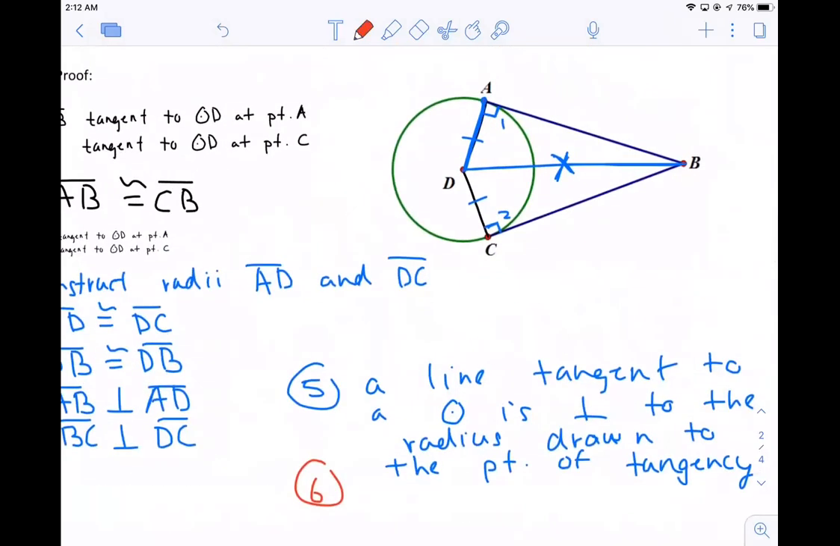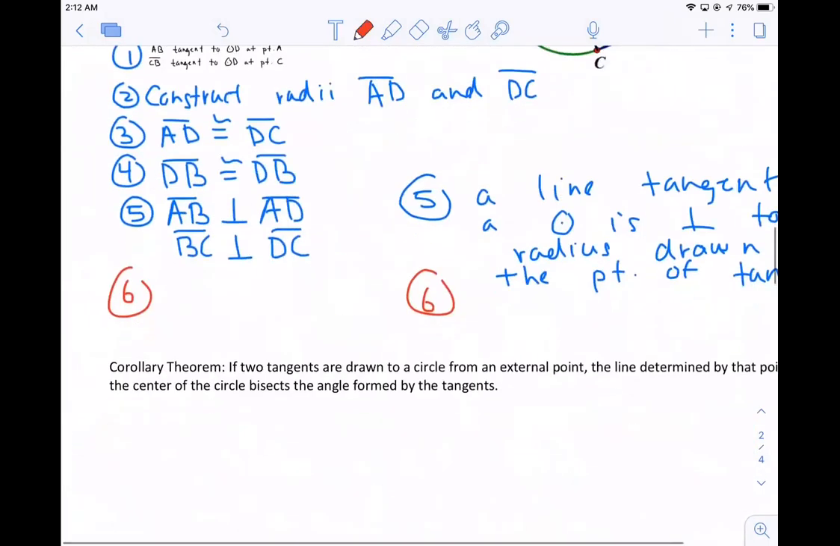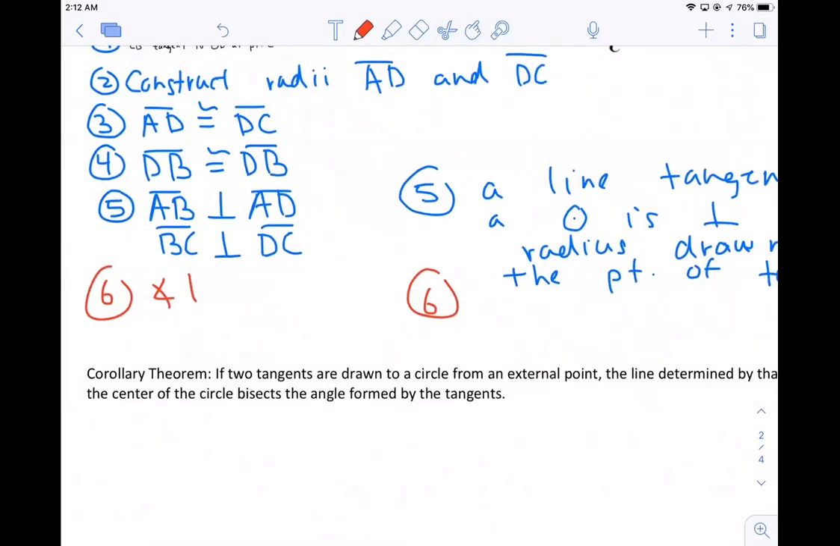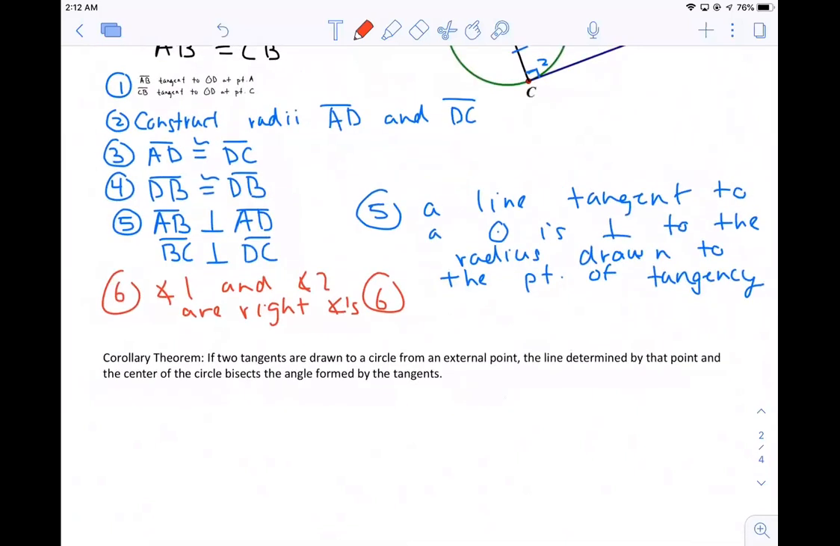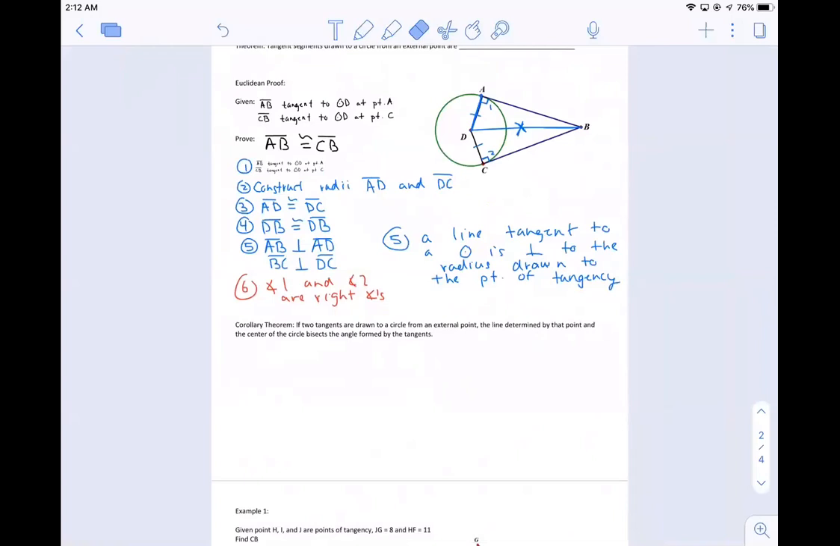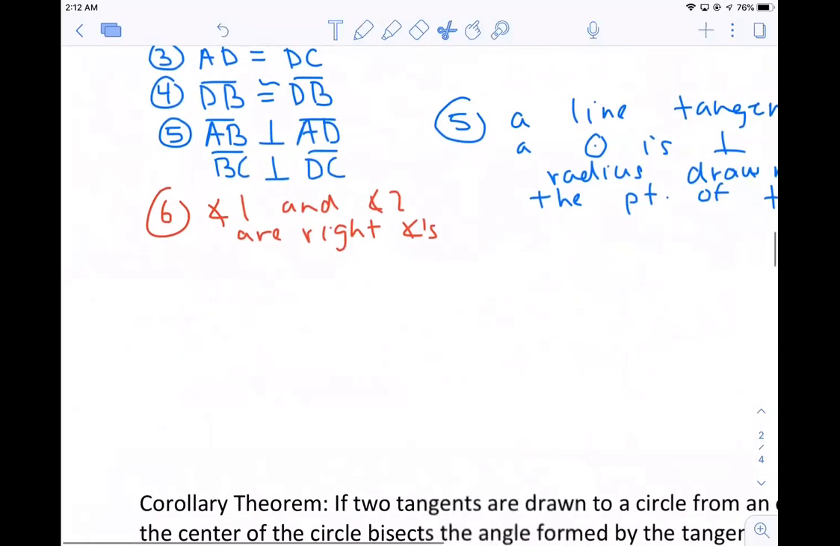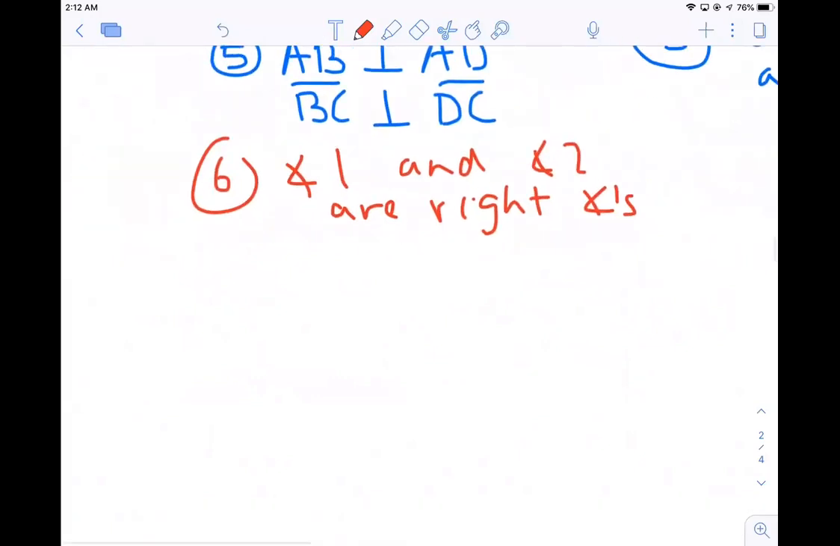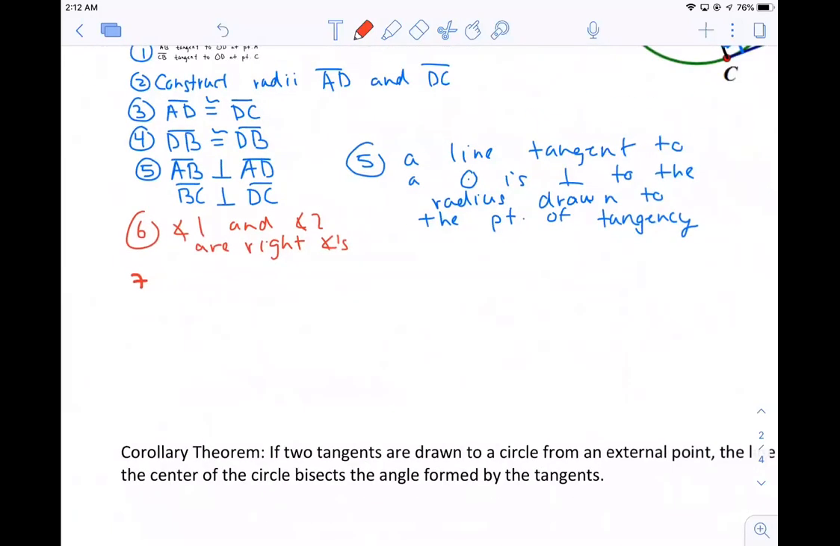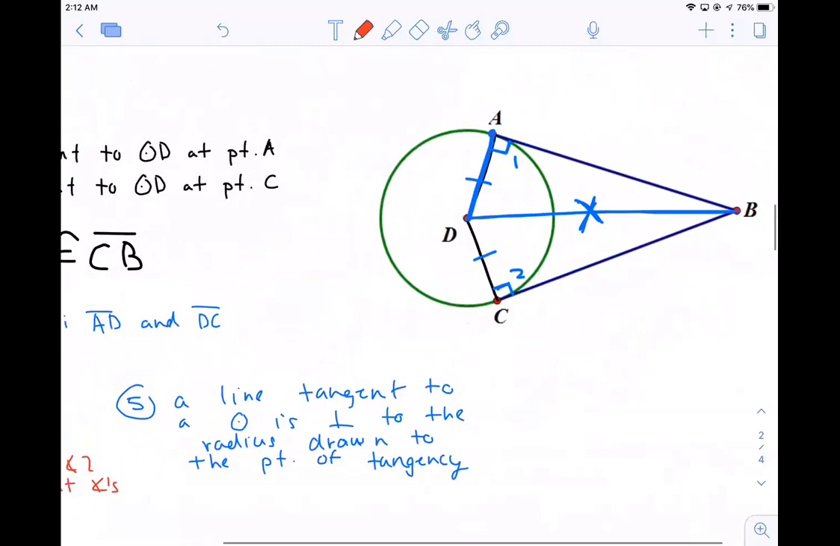But now that we know these are perpendicular, we can say angle 1 and angle 2 are right angles. And now we can use hypotenuse leg. And of course, angle 1 and angle 2 are right angles because perpendicular lines intersect to form right angles. Step 7, I should say the triangles are right triangles.